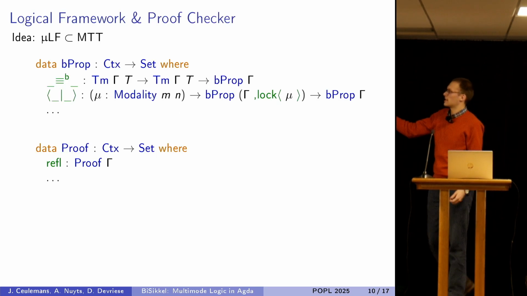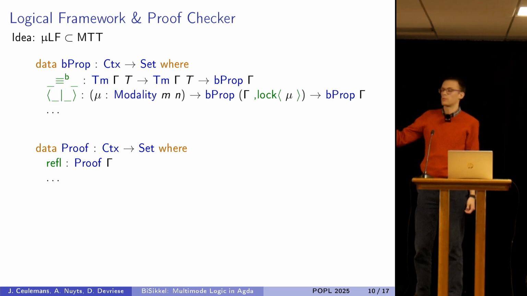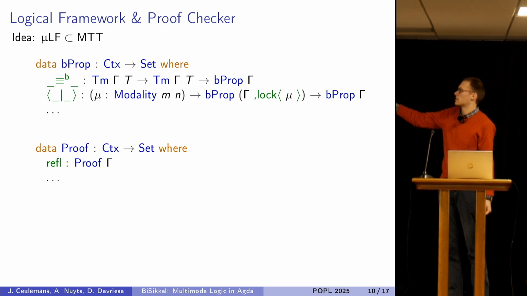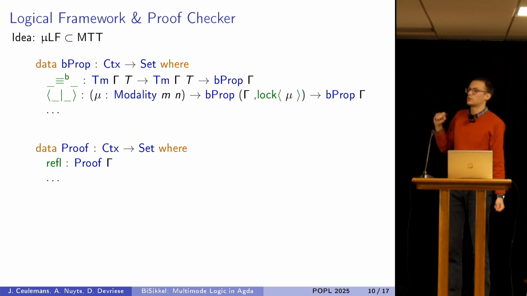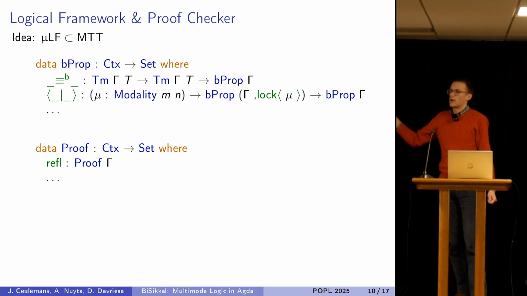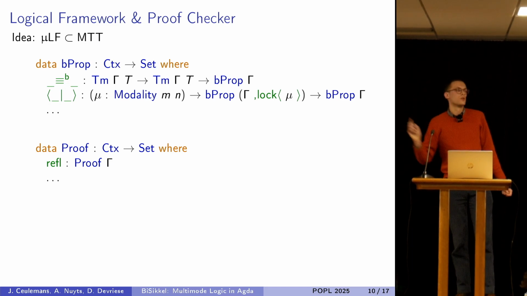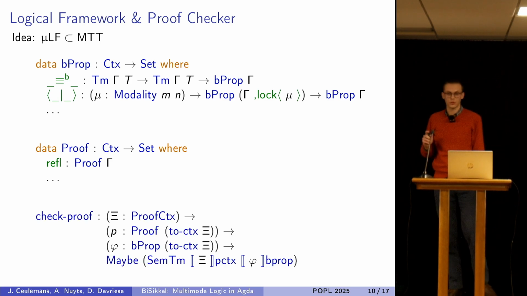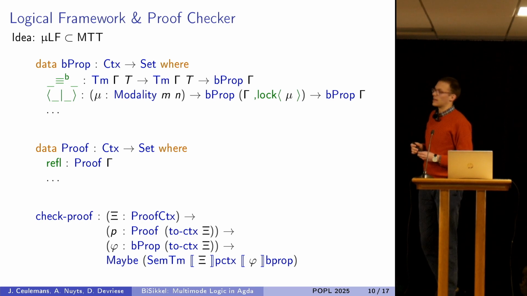And so here we see that this bprop, for BiSikkel proposition, is indexed by a context that can just contain program variables. And we see that there are constructors, for example, to express that two MSTT programs are equal or to apply a modality. We also have our data type of proofs, which is also indexed by a context, for example, for providing reflexivity proofs. Now, in this way, it's possible to write invalid proofs.